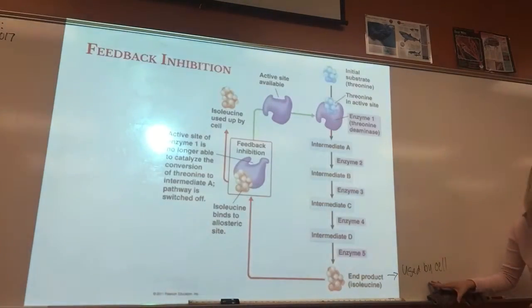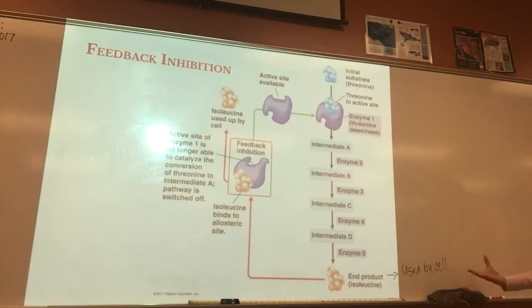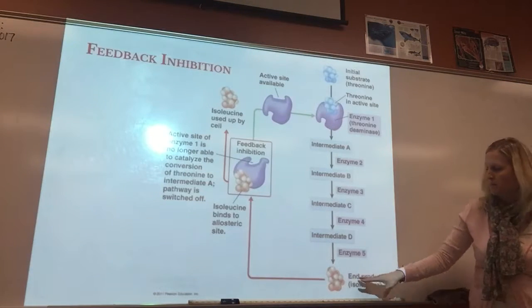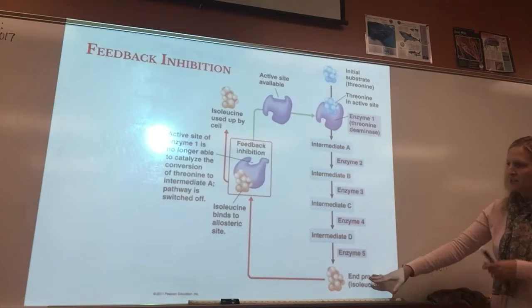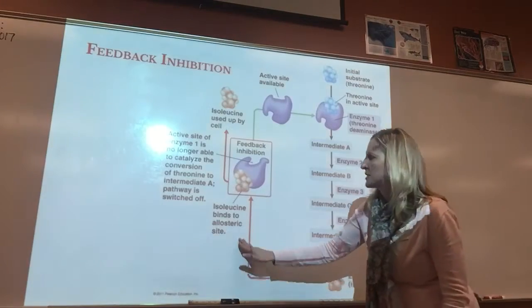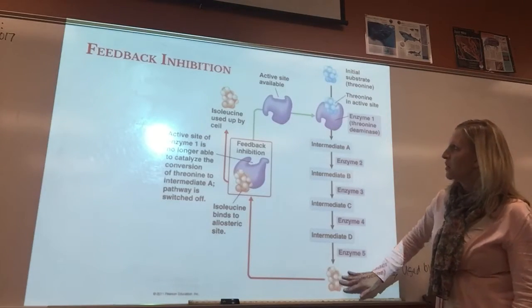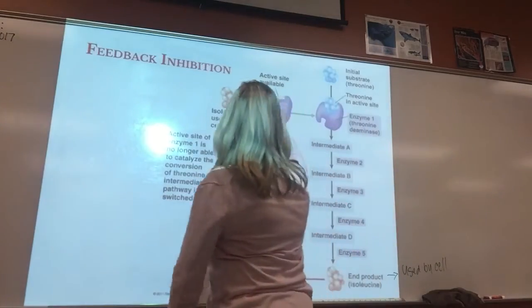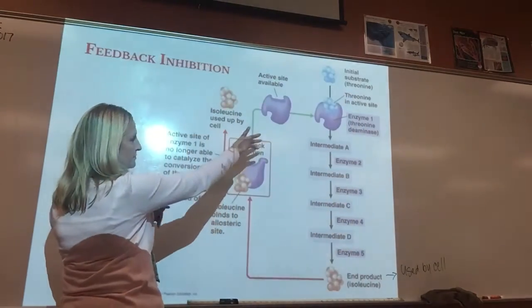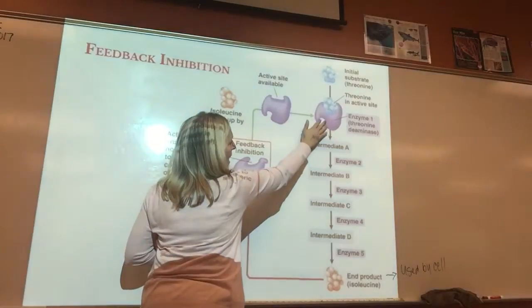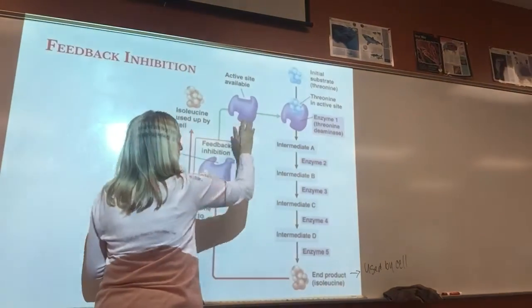Usually it's used by the cell, but when the cell doesn't need it anymore, it starts to build up. If this builds up, this is what happens here, this red line here. If it builds up, this end product actually acts as an inhibitor and stops this enzyme in the very first reaction from working.